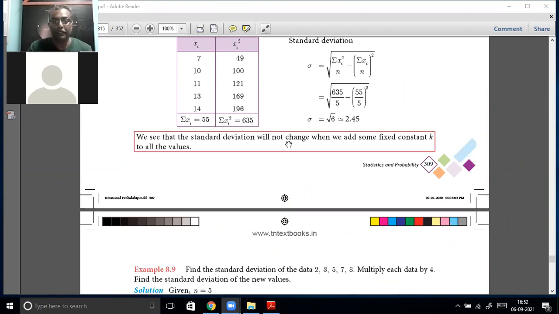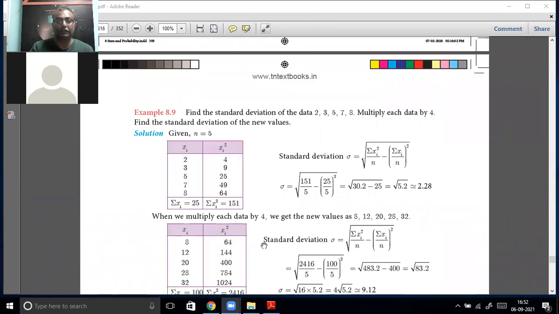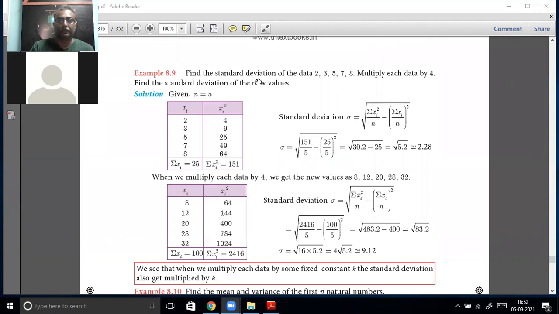So you see, standard deviation will not change when you add some fixed constant to all the values. But when you multiply it, it will change. Now we'll see how it changes when you multiply it. Data is 2, 3, 5, 7, 8.